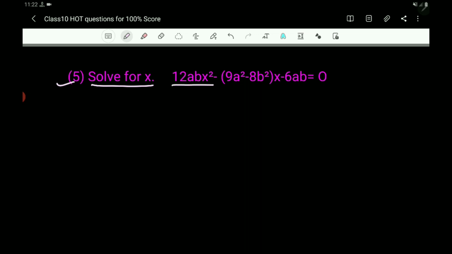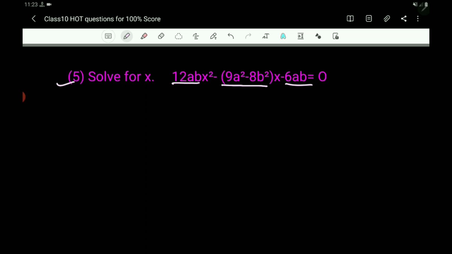12ab x square minus of 9a square minus 8b square x minus 6ab equals 0. Children, you observe this equation. It is a quadratic equation. This is in the form of ax square plus bx plus c equals 0. Here a is 12ab and b is minus of 9a square minus 8b square and c is minus 6ab.